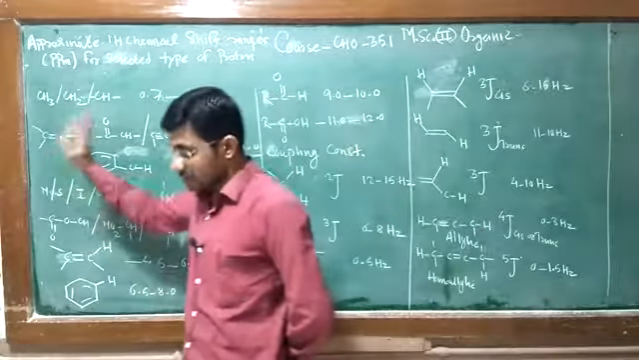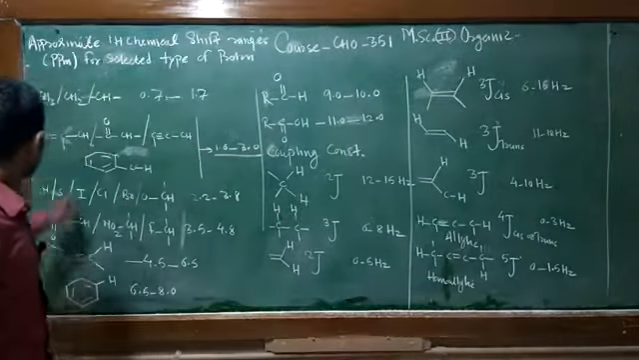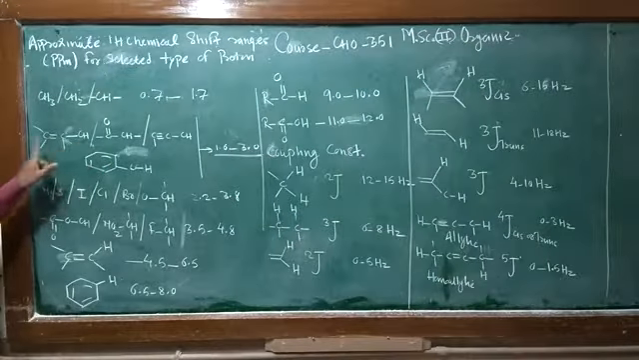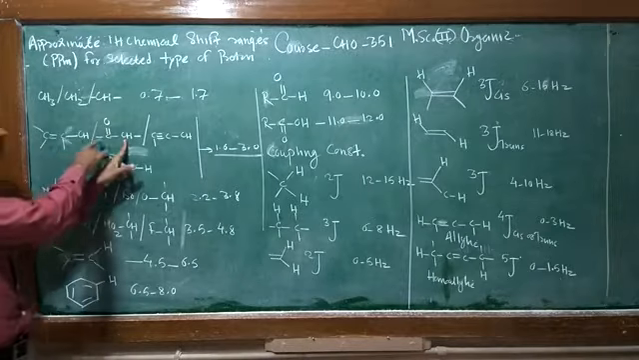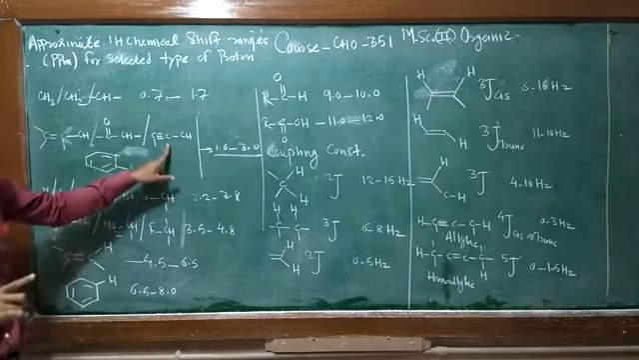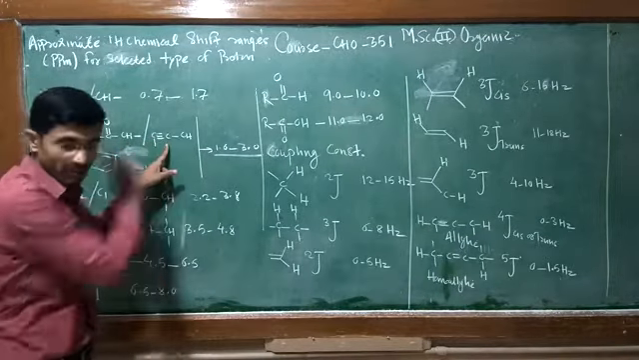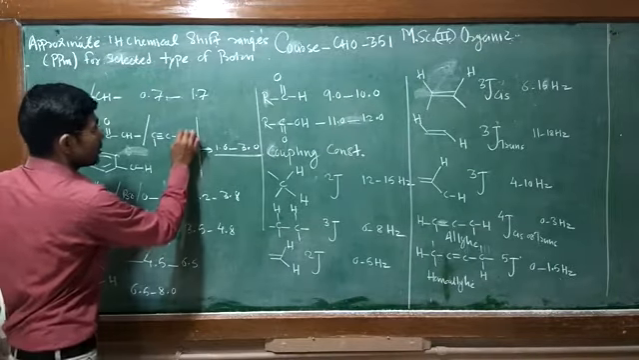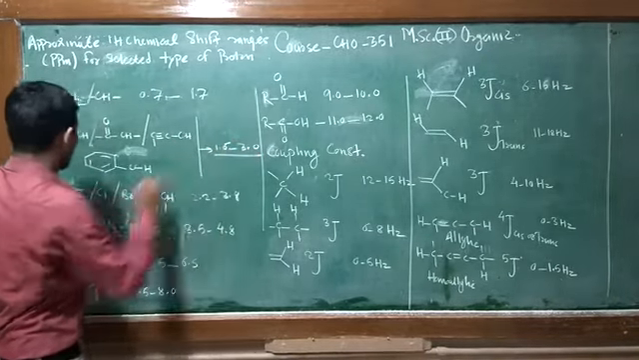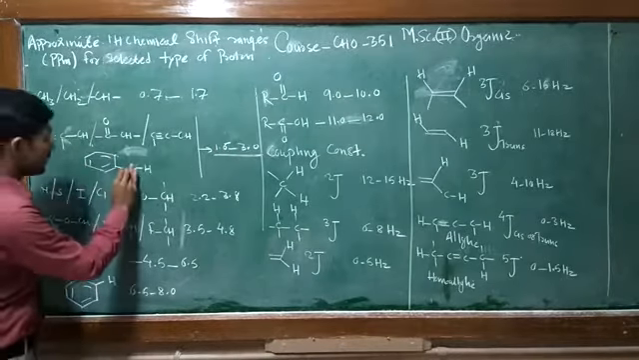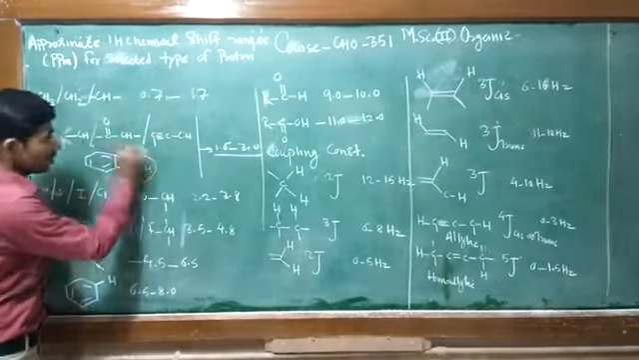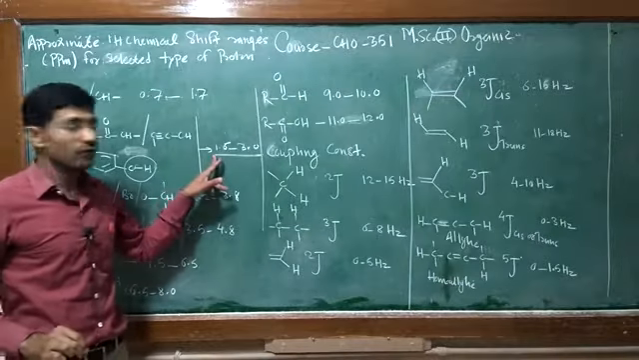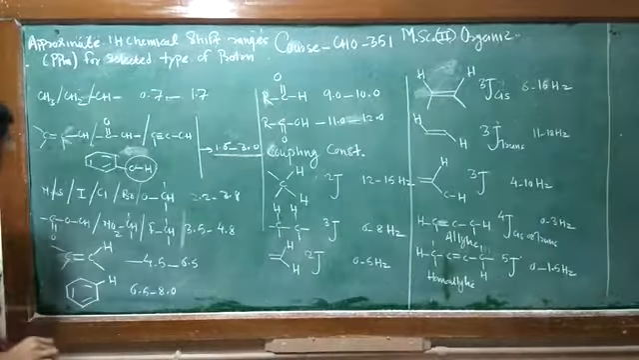Then, when the proton is attached at the allylic position in an alkene, or next to a carbonyl group, or over a carbon triple bond, in that situation you observe the value 1.6 to 3.0. Also, the benzylic proton appears in the range 1.6 to 3.0.